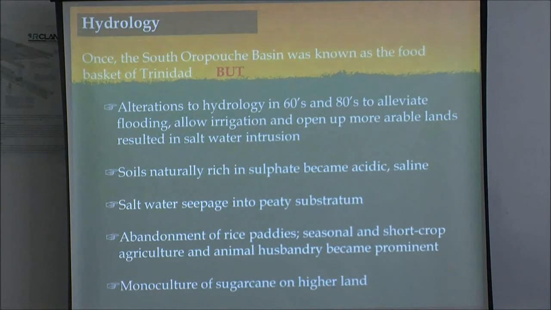The rapid drainage of the land and later the non-functionality of the sluice gates changed the ability of the wetland alone to be used for rice farming even. The high acidity, the natural high sulfate content of the soil in the swamp itself, became acidic when it dried out, and therefore it limited its ability to be used even during the dry season for agriculture. So the predominant agriculture now in the wetland is some short crop and a lot of pasture.